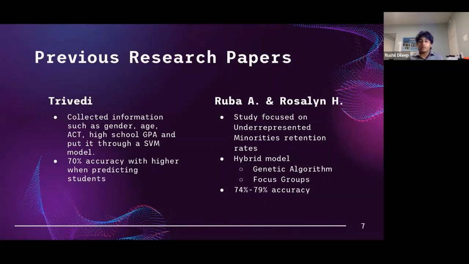The second research paper is Ruba A and Rosalind H. So their study was on underrepresented minorities in the STEM fields. They had a hybrid model which consisted of quantitative and qualitative data. Their quantitative data was gathered using a genetic algorithm that picked out factors that affected retention rates the most. Their qualitative data was gathered through an 8-question survey based on focus groups. Their model ultimately achieved a range of 74 to 79% accuracy.